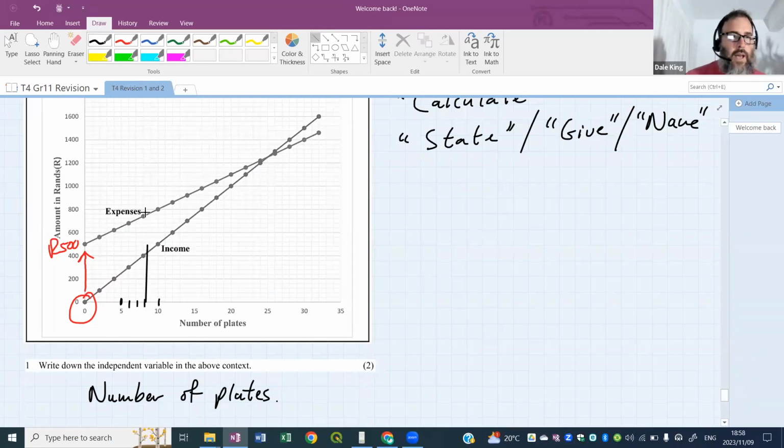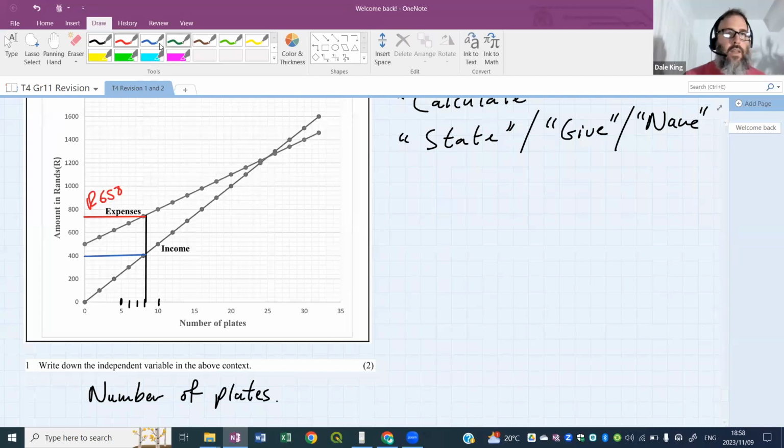And I'm going to draw a line up. You have to do this. You have to show on your graph what you're doing. And then for each of these, for income and expenses, you need to go across. So I'm going to do a blue line here for income and go across. And I'm going to do a red line here for expenses and go across. Like that. And I'm going to read the values off. So this is going to be about 650. And the blue one's going to be 400.